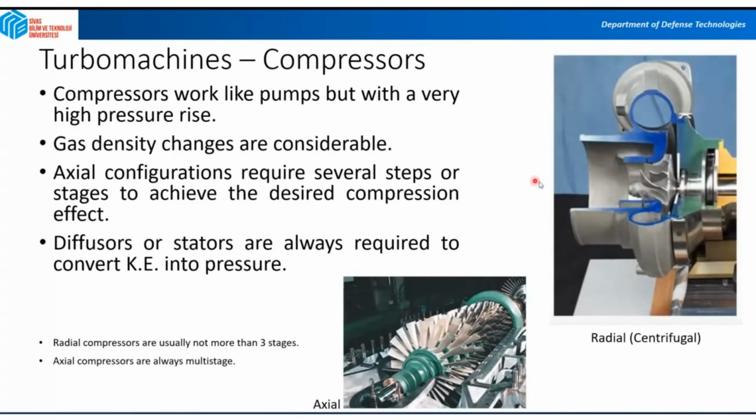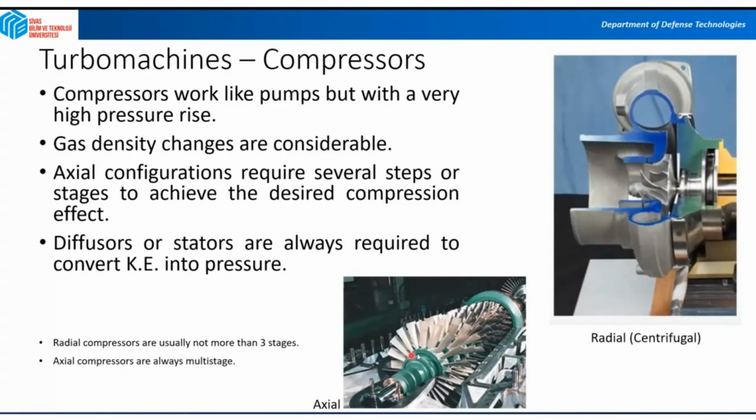In this radial configuration, flow comes from left to right. This is the shaft, and when it is rotating, it sucks in the gas, and then it shoots it out in the radial direction. This is a centrifugal compressor, and in the figure below, you can see an axial compressor.